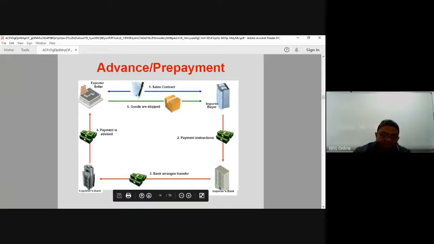Once they send the exporter's bank $100,000, that money will be given to the exporter, less whatever commission is deducted, which I want to touch on. Say $100 is given to him. Right? Now what happened to him? This number 5 has not happened. Goods have not come. He has lost what?